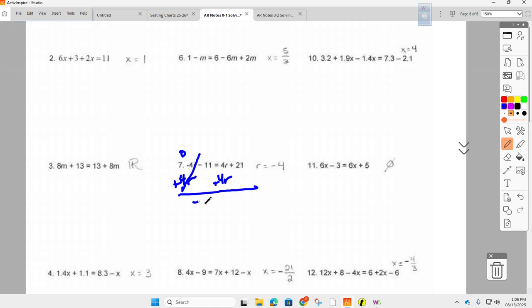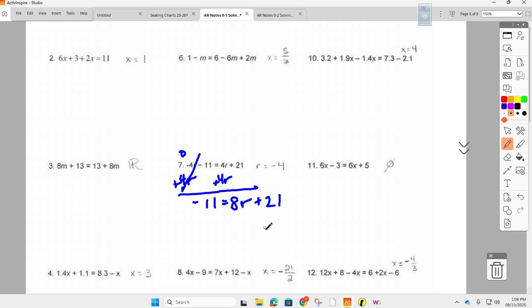Did you forget your negative on your 11 by any chance? No, you remembered it? Nice. That's a pretty common mistake. So 8R plus 21. Okay. So negative 11 equals 8 times R plus 21. So what are we going to do next? No, that was where you made your mistake.